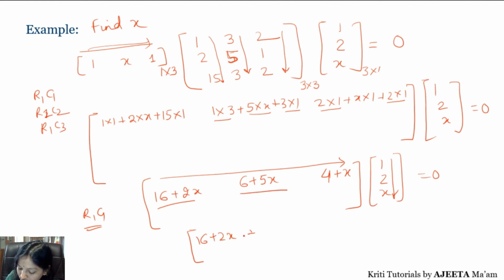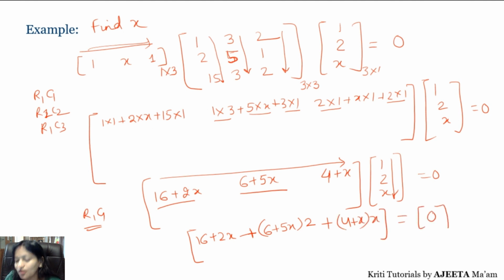6 plus 5x, we are going to add all the terms. So 6 plus 5x, as long as a single step is going on, keep adding. Remember this, okay? So 6 plus 5x into 2, 4 plus x into x. And now we know this is going to be a simple zero matrix of 1 by 1 order again. Now let's add up all these terms and solve for x. And that will give you the values of x. Okay. Now 16 plus 2x plus 12 plus 10x plus 4x plus x square.